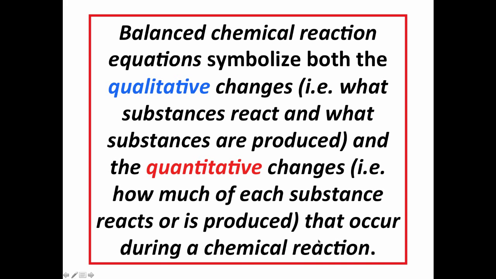Now in general, balanced chemical equations are going to symbolize two things: the qualitative changes, in other words, what substances did we start with and what substances were produced, and then also the quantitative changes, in other words, how much of each substance is going to be produced or how much of each substance reacts when we have a chemical reaction.